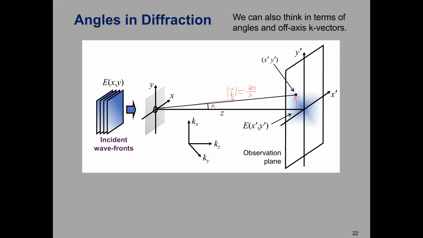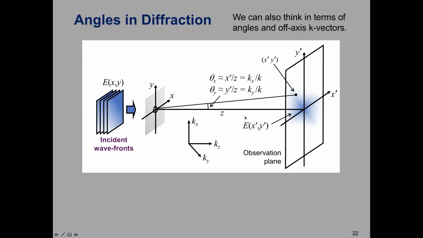And this angle in here, we could use some trigonometry to get the y component of the k vector. But if the screen's really far away, we're going to make the assumption that this angle is very small. All right, and if we do that, basically what we can say is that these angles in both the x and y direction are basically going to be equal to x prime divided by z and y prime divided by z.